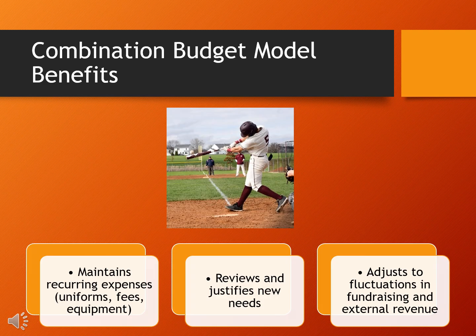The combination model provides balanced stability with accountability and adaptability, keeping the baseball team from taking on expenses that cannot be maintained. Also, the model promotes transparency, providing proper supervision of funds and builds stakeholder confidence.